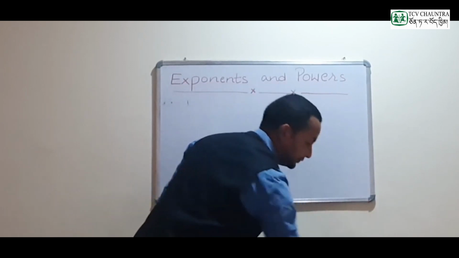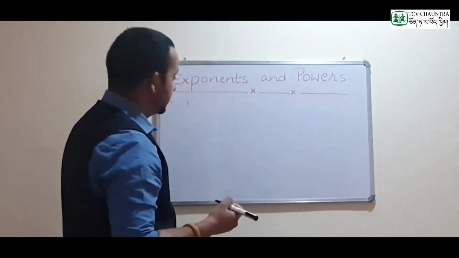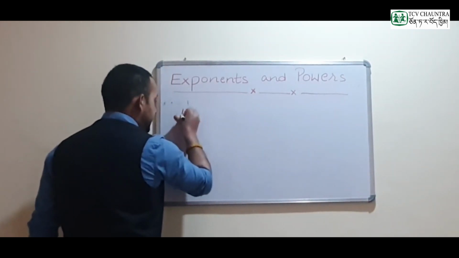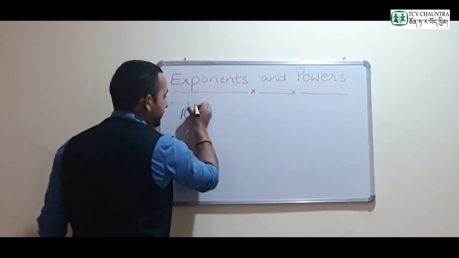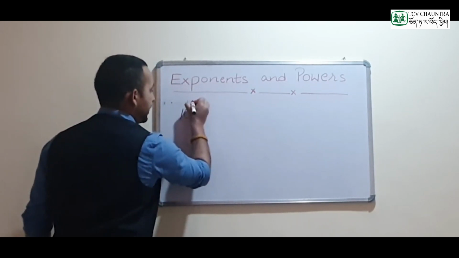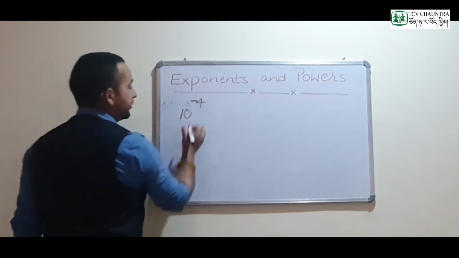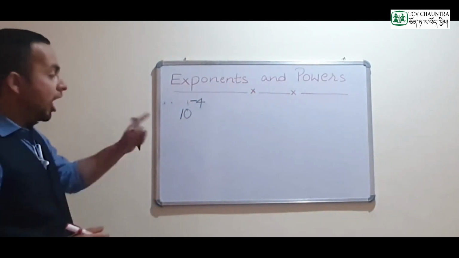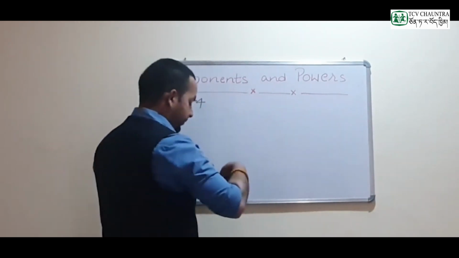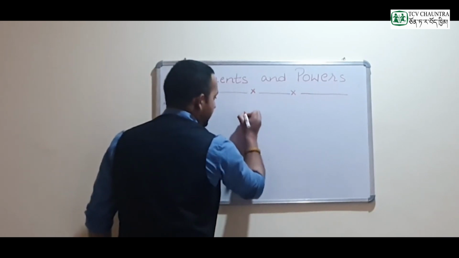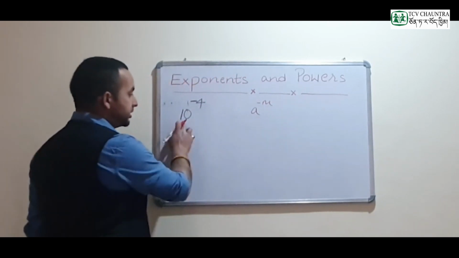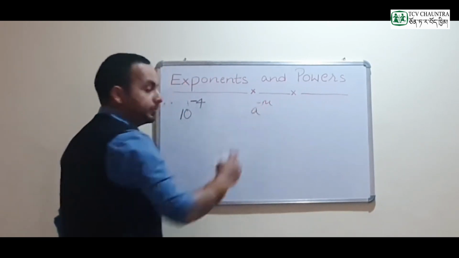Now, in class 8, we are going to learn the negative exponent. See, this is 10 raised to the power minus 4. Now, this is a negative exponent example. How will we express it? We have a formula, right? 10 raised to the power minus 4 is in the form of a raised to the power minus m.